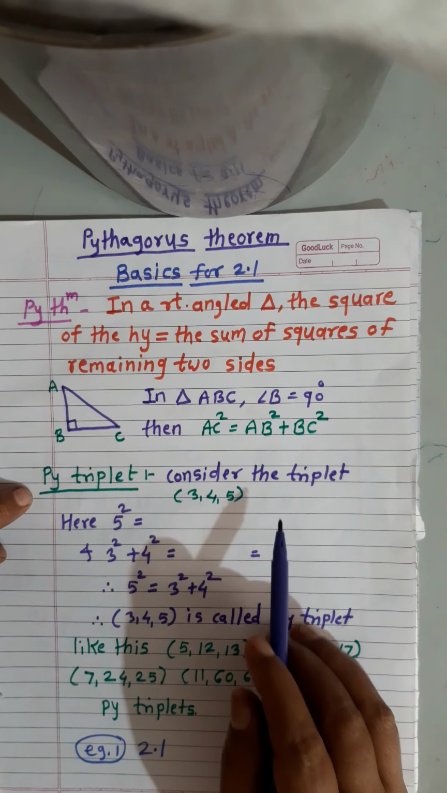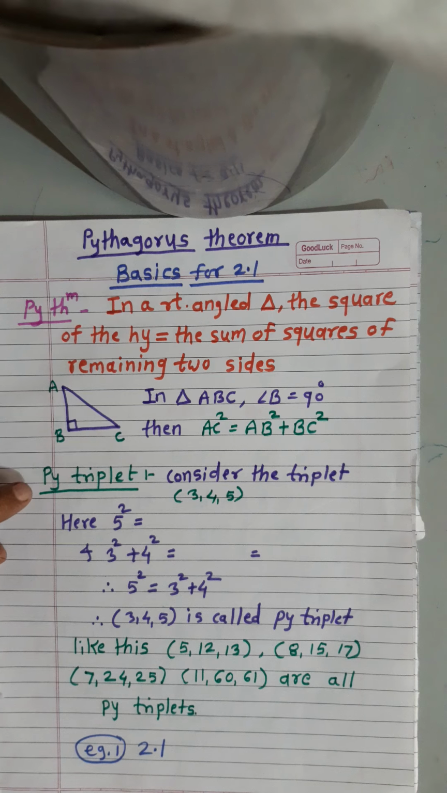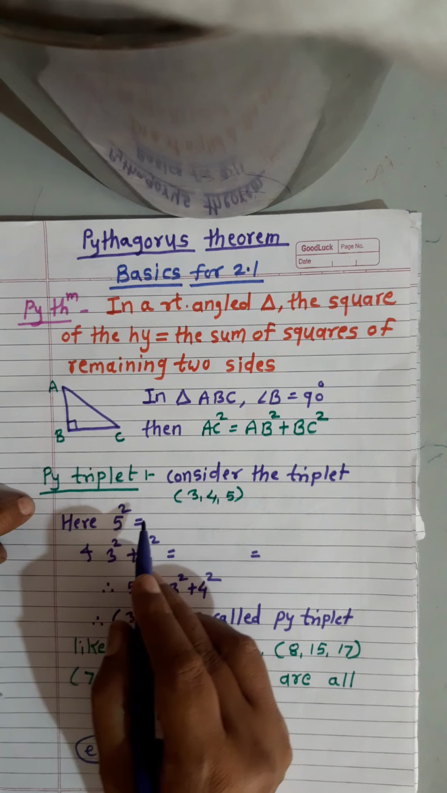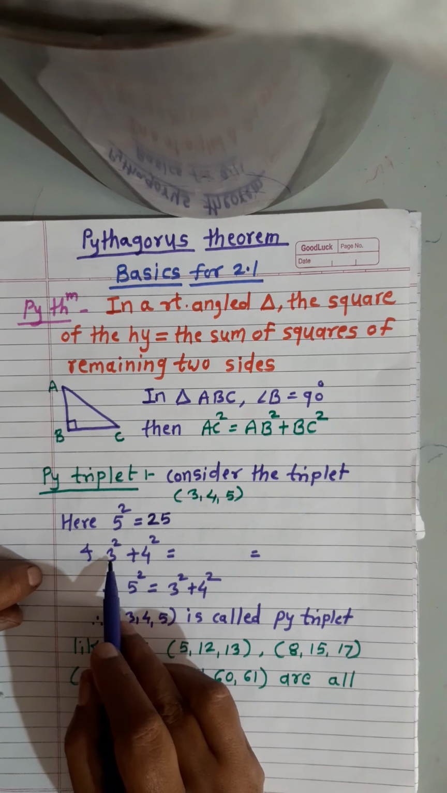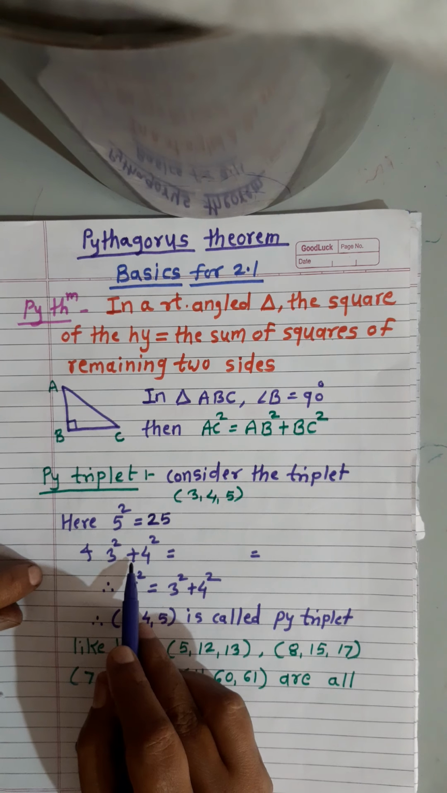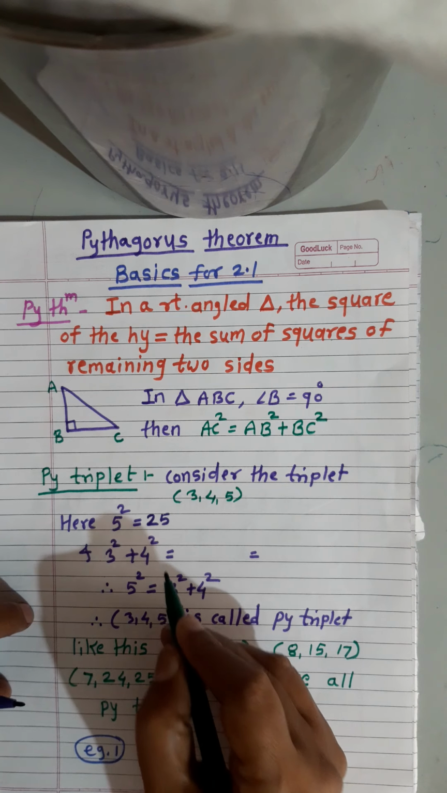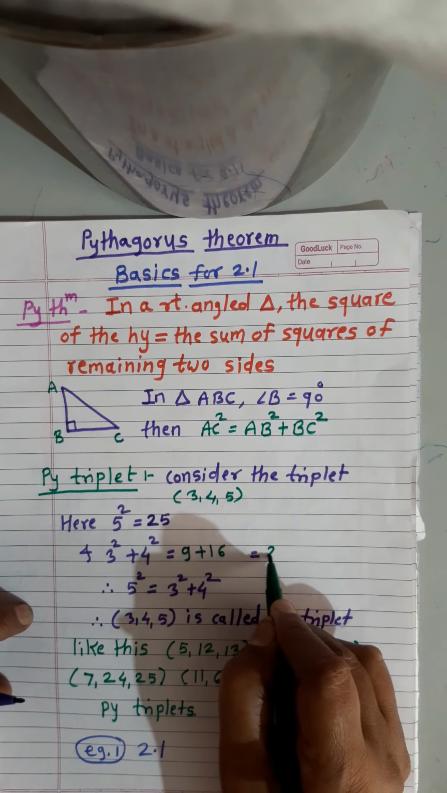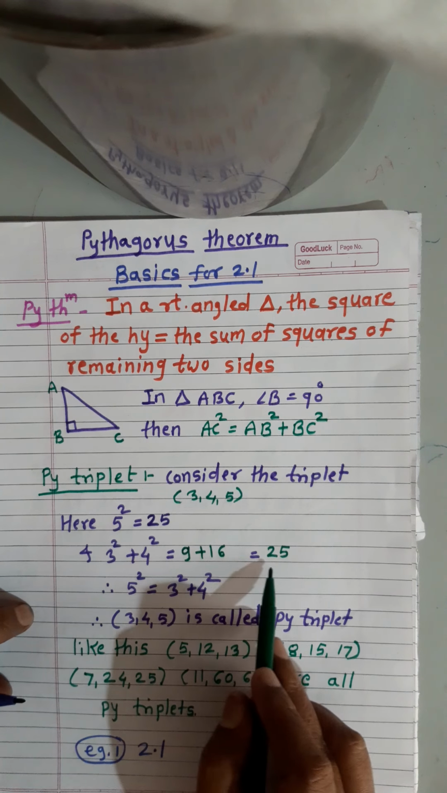For that, consider the triplet, means three natural numbers 3, 4 and 5. Now the biggest natural number here is 5. Therefore take its square, 5 square, which is 25. And now take the sum of the squares of the remaining two numbers. What is that? 3 square plus 4 square. 3 square is 9, 4 square is 16, which is 25. Here 5 square is 25 and 3 square plus 4 square is also 25.